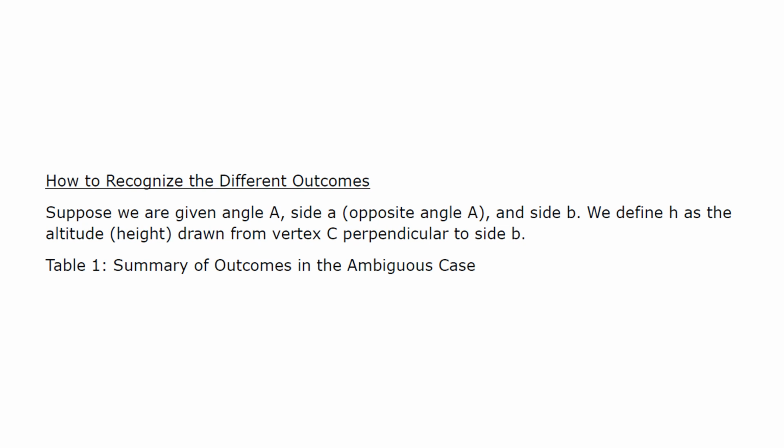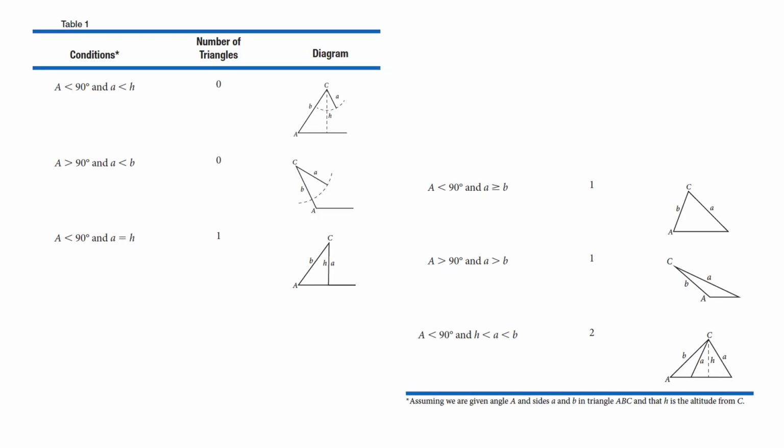In the table on the next screen, we summarize the outcomes in the ambiguous case. The first column is the conditions. The second column is the number of triangles that can be formed based on those conditions. And the third column is a diagram or representation of what that might look like. In these conditions, we assume that we are given angle A and sides a and b in a triangle ABC, and that h is the altitude from C.